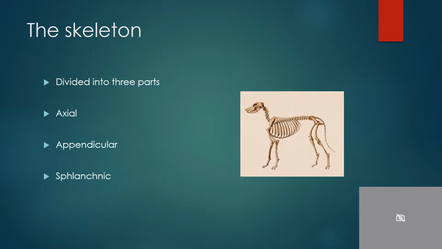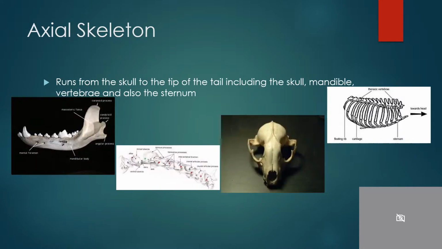The skeleton is divided into 3 parts: the axial, appendicular and splenic. The axial skeleton runs from the skull to the tip of the tail, and it includes the skull, mandible, vertebrae and also the sternum.